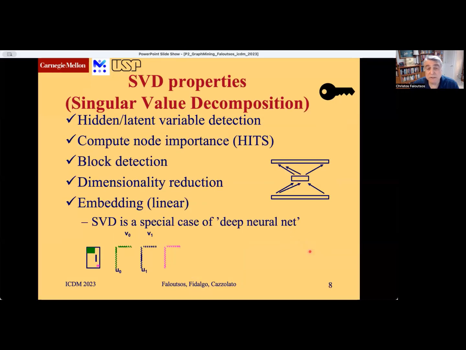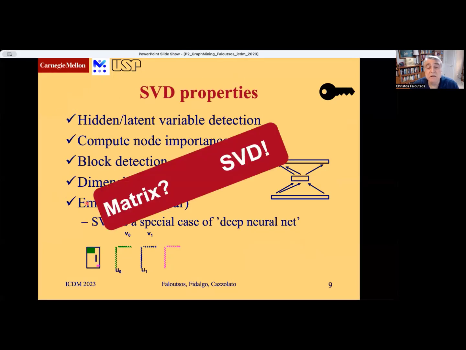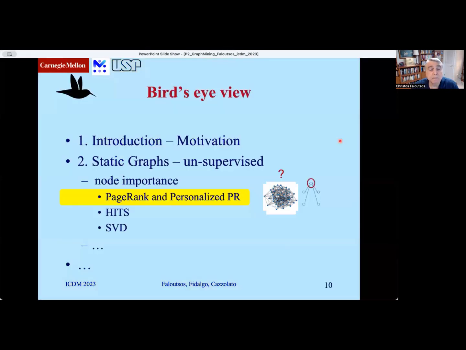As we mentioned, singular value decomposition is a very, very useful operation for graphs, which has all these properties. We won't go over these properties right now, but what we want to remember is whenever we have a matrix or a graph, SVD is a very good tool to help us find communities, find embeddings, find a lot of interesting things about the graph. So let's start with the first problem, node importance, and the very successful PageRank algorithm.